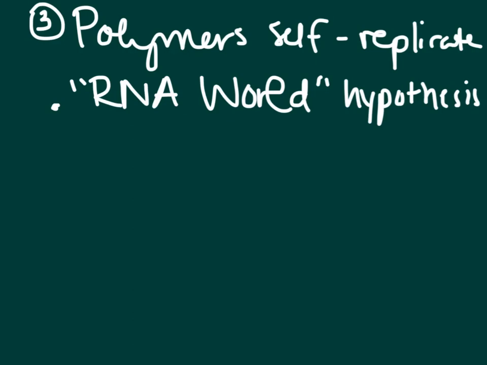Assumption number 3, I told you number 2 would be pretty quick. Support for assumption number 3, the polymers must self-replicate. We call this the RNA world hypothesis. Scientists in laboratory conditions have been able to create RNA that is able to catalyze its own replication. So in other words, they make a strand of RNA, and that RNA would have the ability to copy itself. That's the first time that scientists saw anything that would have been able to replicate, to reproduce.